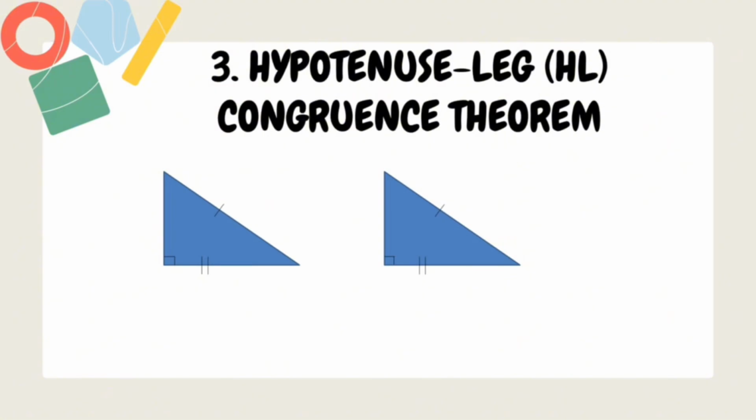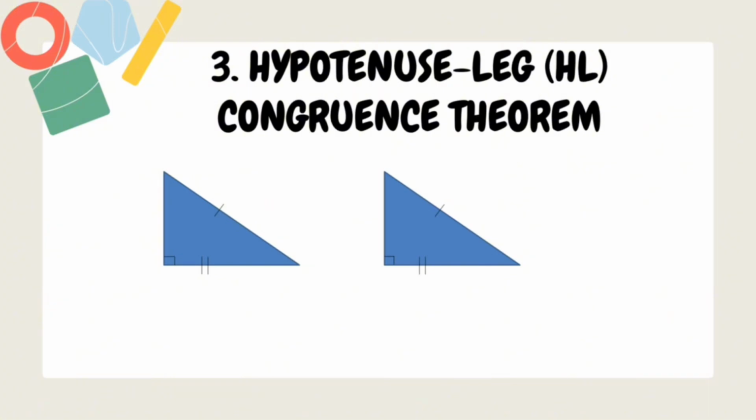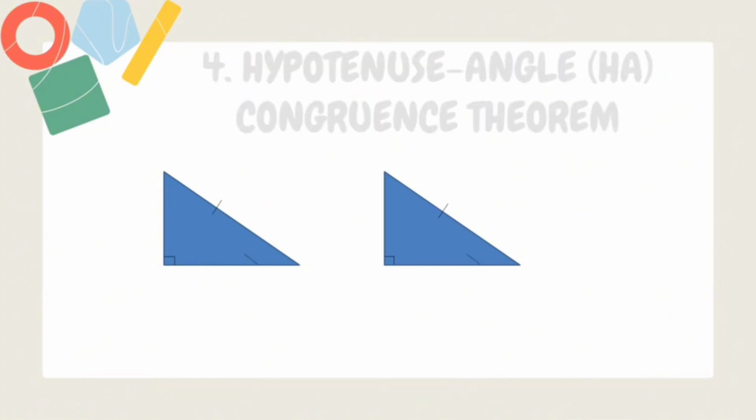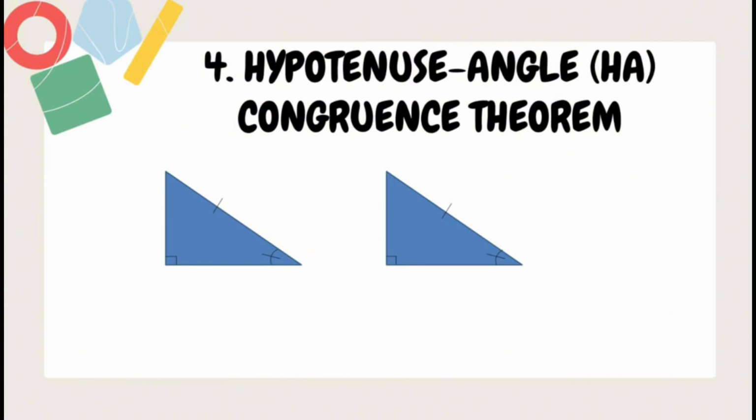The third one is the hypotenuse-angle congruence theorem. If an acute angle and hypotenuse of one right triangle are congruent to an acute angle and hypotenuse of another right triangle, then the triangles are congruent. The last one, we have the hypotenuse-leg congruence theorem. If a leg and hypotenuse of one right triangle are congruent to a corresponding leg and hypotenuse of another right triangle, then the two right triangles are congruent.